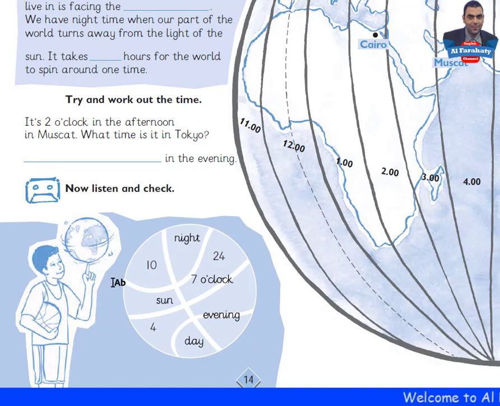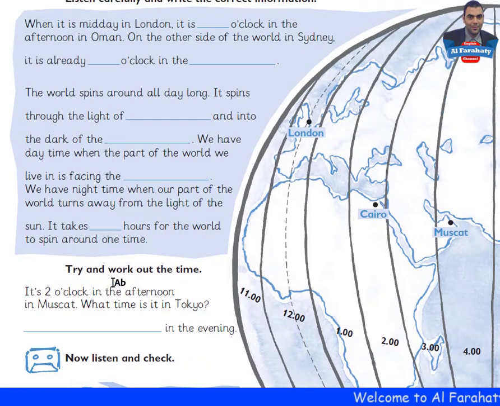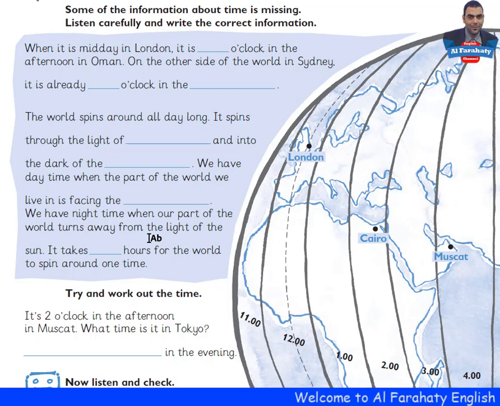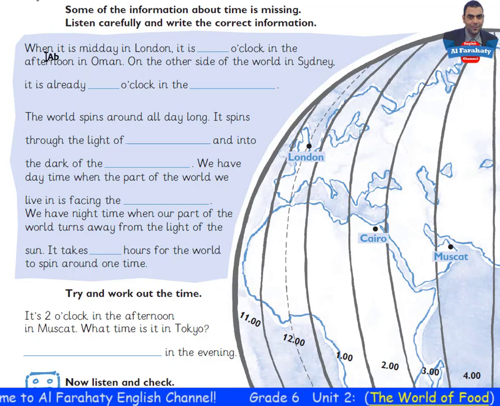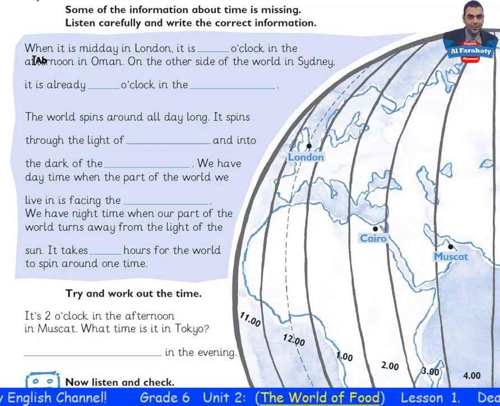Now you will listen in order to complete the text with the correct information. Then come back to check your answers. Unit 2, Tape Script 2.1.